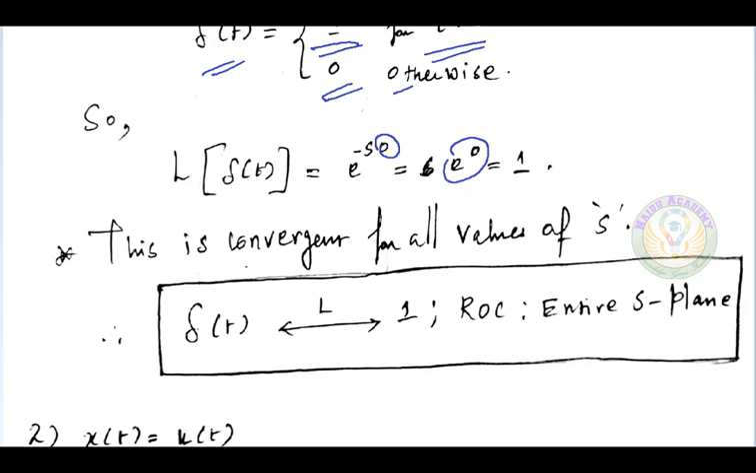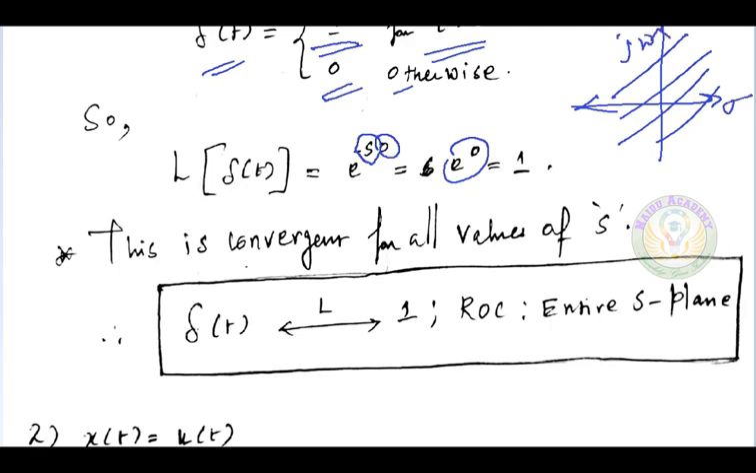Here, with e power minus s0, this Laplace transform does not depend on s, because if you substitute t equal to 0, naturally it is e power 0. So this function does not depend on the s term. Naturally the Laplace transform of del of t exists for the complete s plane. This is sigma and this is j omega. So it exists for the complete s plane. For whatever the value of s, the Laplace transform of del of t is equal to 1, because it does not depend on s.